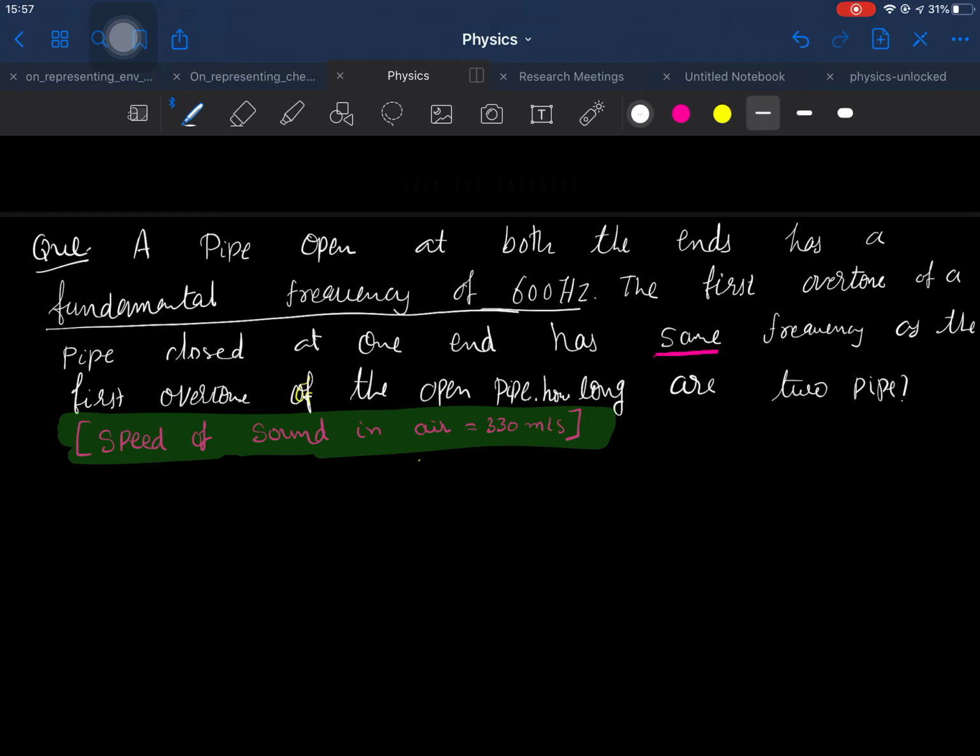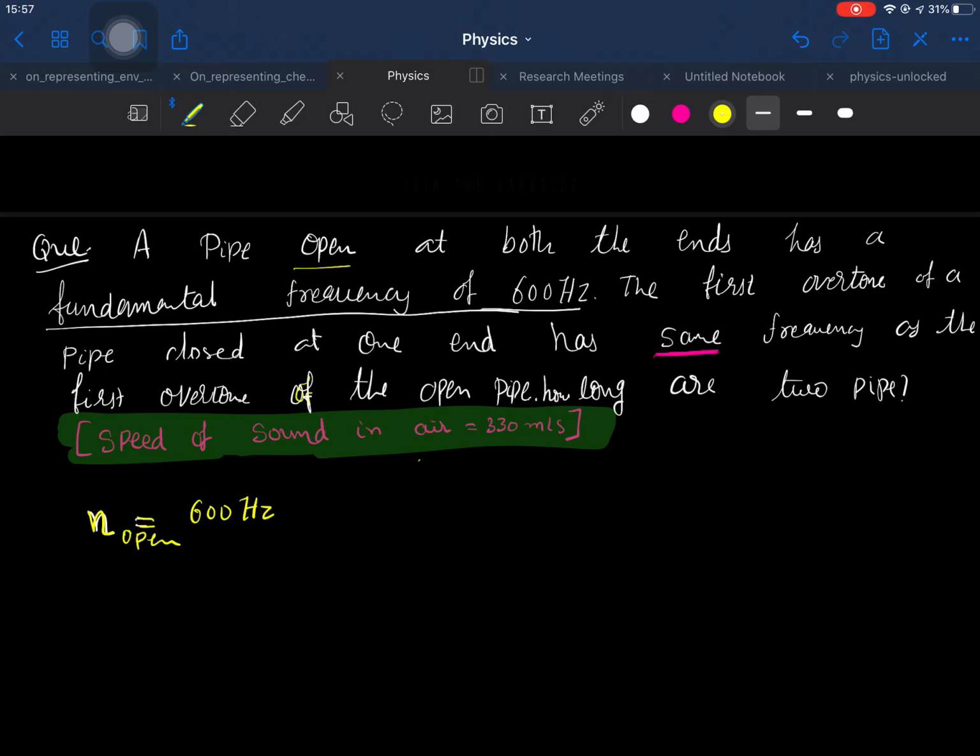In this question, we'll see there's a pipe open at both ends which has a fundamental frequency n given, which is nothing but 600 hertz. So let's say n open is 600 hertz. Remember, we generally write the fundamental frequency as n, but here we have to distinguish open end and closed end, so we just use subscript o for open, or you can use entire words, not a problem.